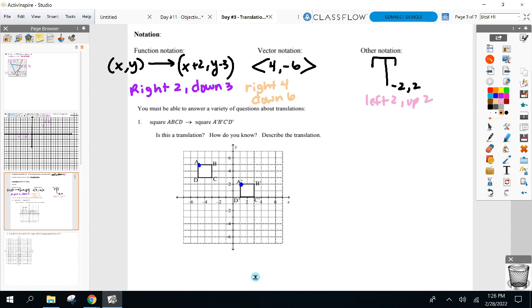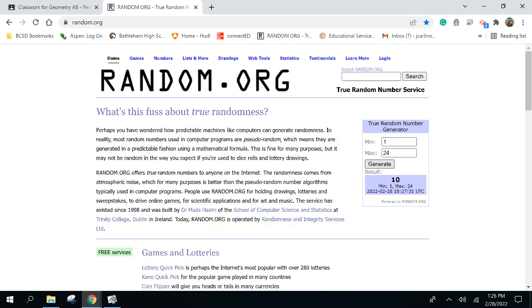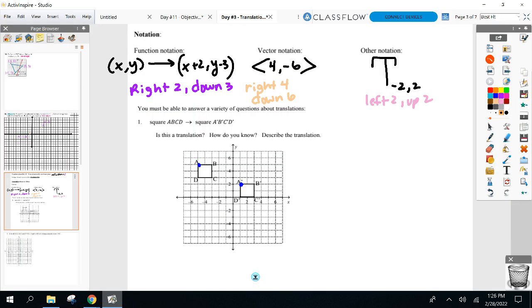Right, left, up, down, how many? From A to A prime. How many are you going? Give me direction and distance here. 3 over 6. Okay, I always go X first, so over 6, down 3. Everyone, over 6, down 3?